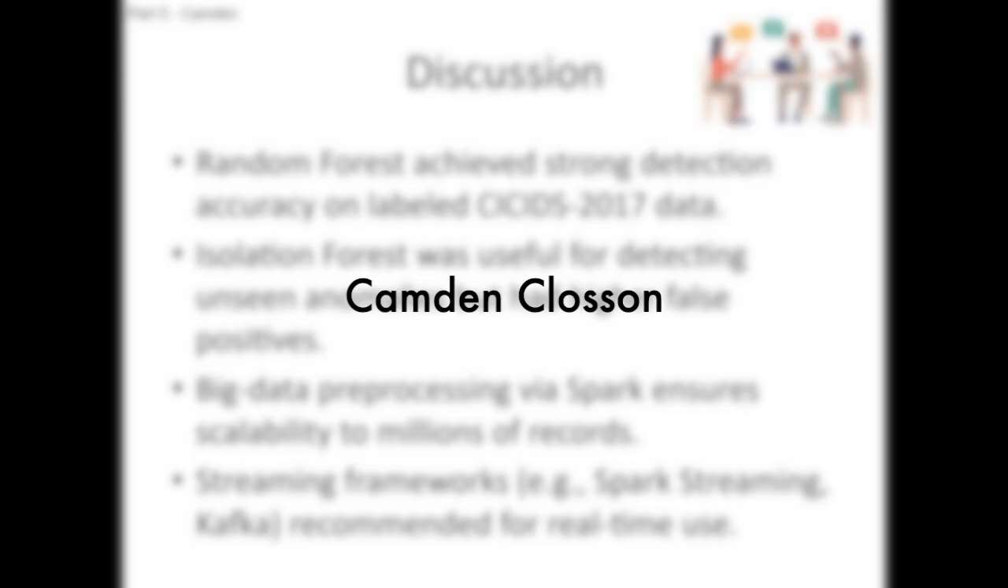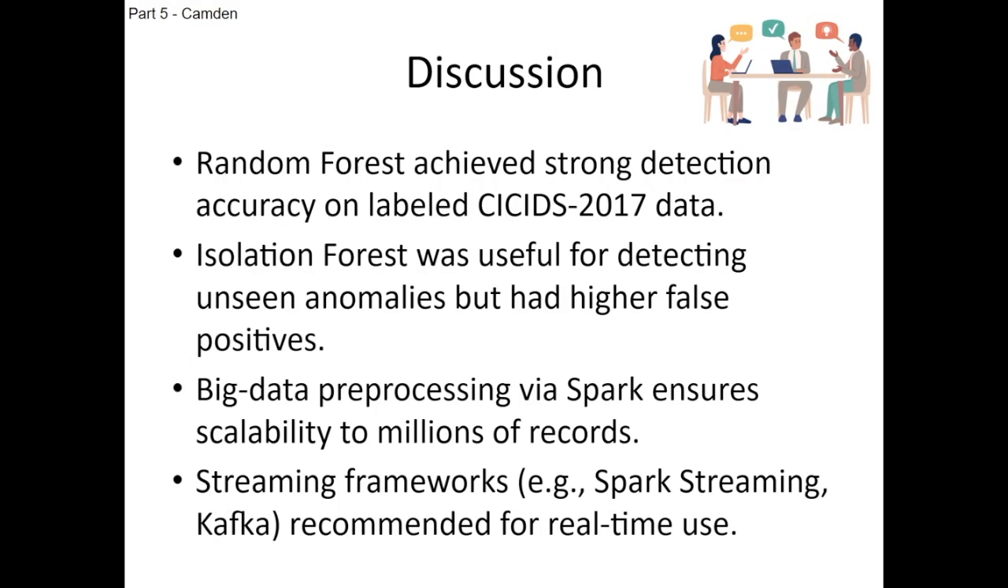To recap our findings, random forest performed very well on the labeled CIC IDS 2017 dataset, giving high accuracy and recall for known attacks. Isolation forest wasn't as precise, but it was useful for catching unusual or unseen behaviors, which makes it a good complementary detection tool. Using PySpark was important because it let us process millions of flow records efficiently. If this were deployed in a real environment, a streaming setup like Spark Streaming or Kafka would be needed to handle real-time traffic.